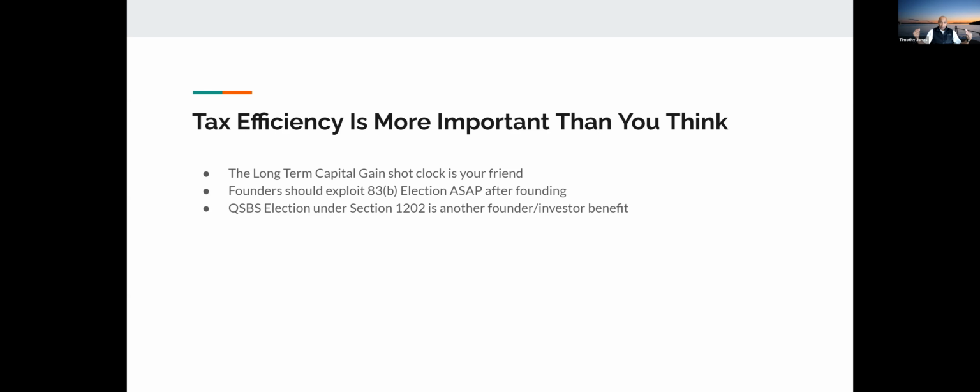It's like what Warren Buffett says about compounding. Let that shot clock work on your behalf, because the actual take-home difference, if you sell stock, incentive stock options, ISOs, that has a long-term capital gain treatment versus an ordinary income treatment, can be night and day different.